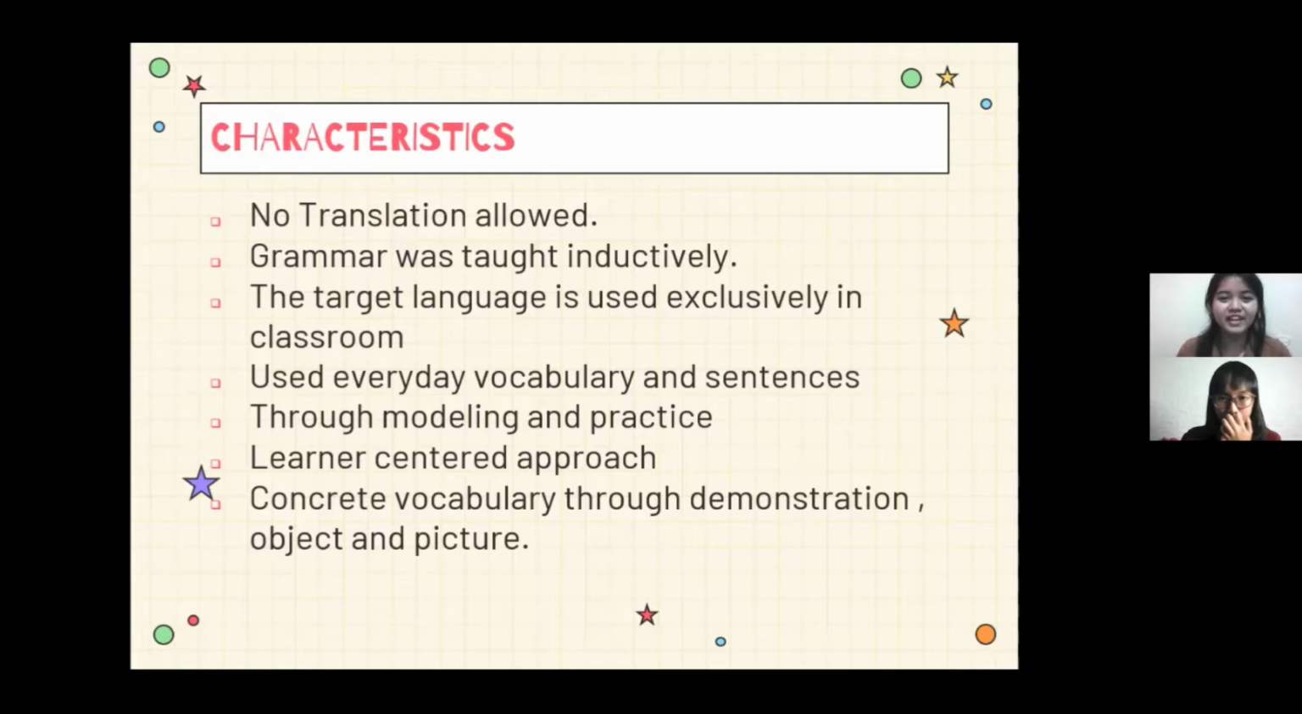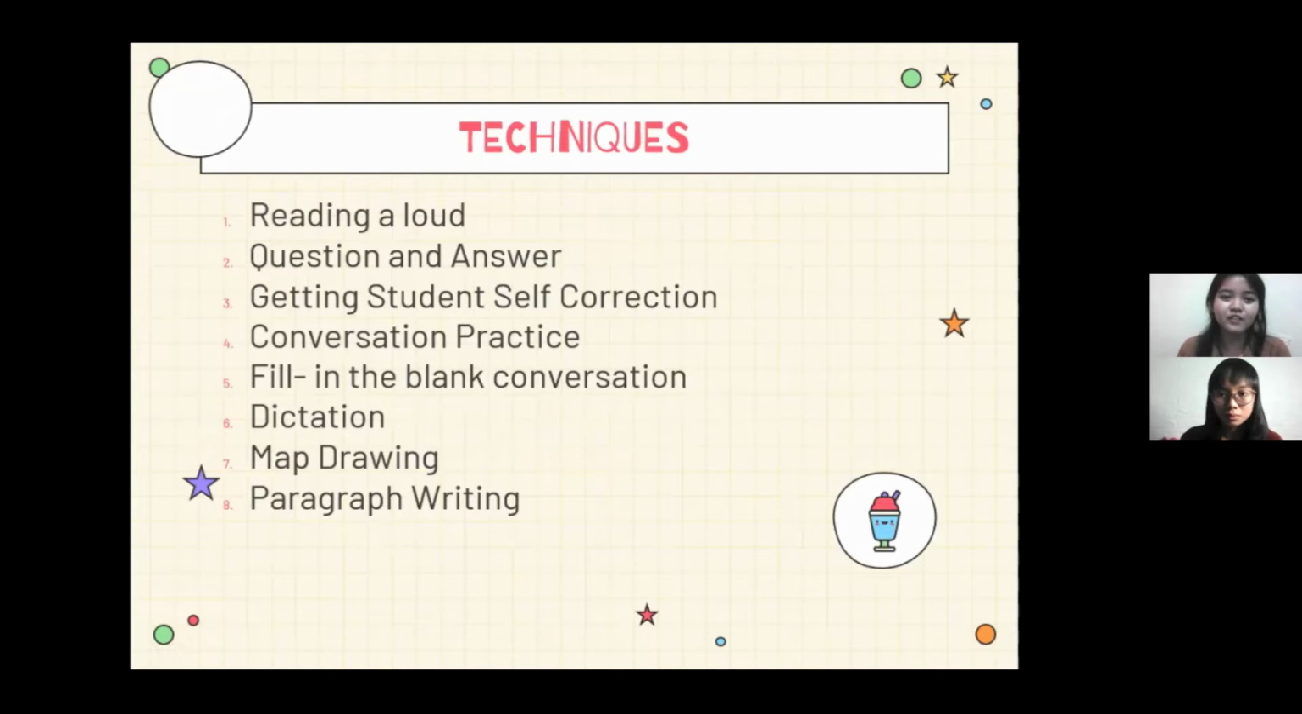Okay, thank you, Meli, for such a great explanation. So we will move to the next part of this direct method. So it is about the technique of direct method. So there are several techniques that we can use to apply direct method. One is a reading aloud. In this reading aloud, it means that the teacher gives students text or dialogue, and then they read it in the class. And then the next is a question and answer.